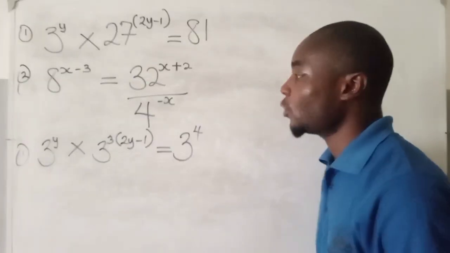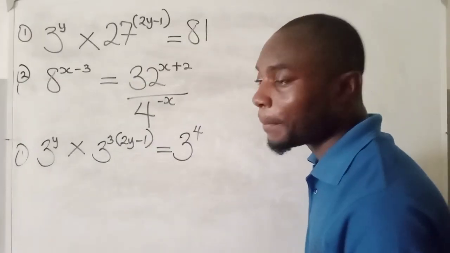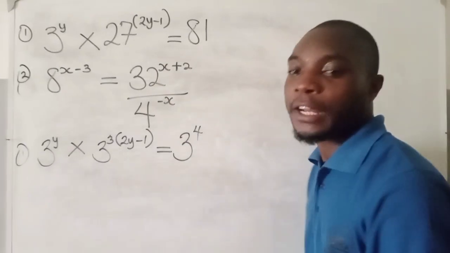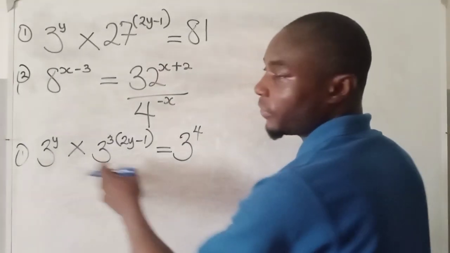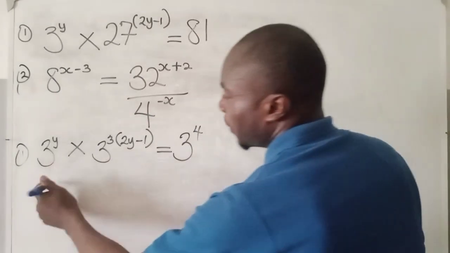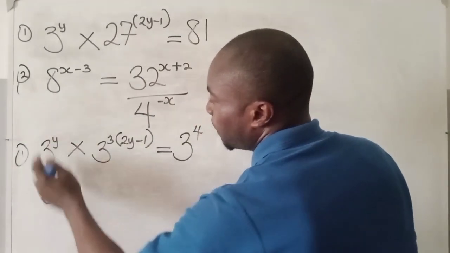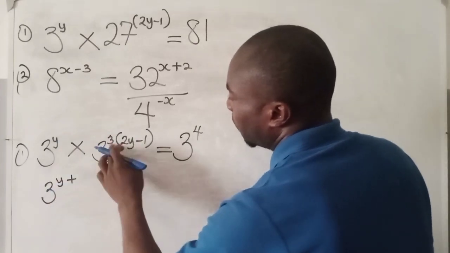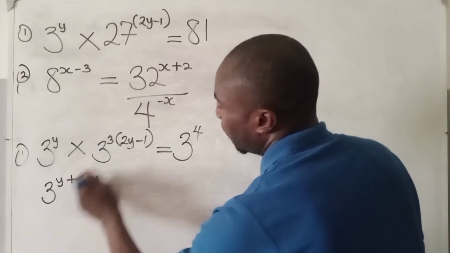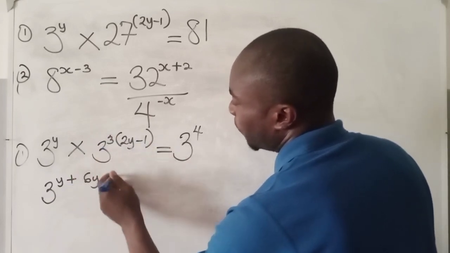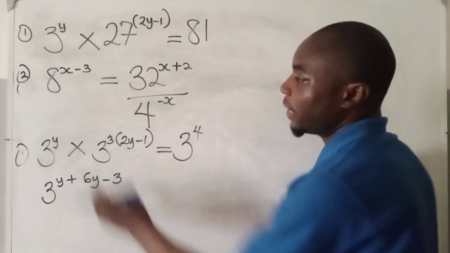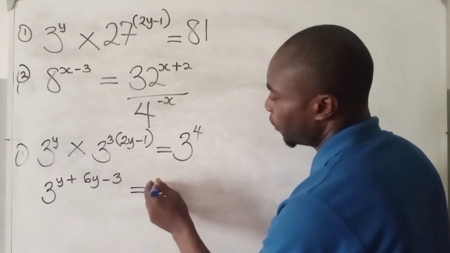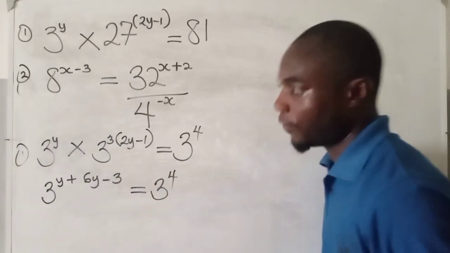Since we have the same base, what we are going to do next is to apply the laws of indices, which means multiplication will change to addition. So in doing that, we pick one of the bases, which is 3. Okay? So I can bring down my 3, and my y plus, 3 times 2y will have 6y, and 3 times minus 1 we have minus 3. By so doing, I've added the powers, then is equal to 3 raised to the power of 4.